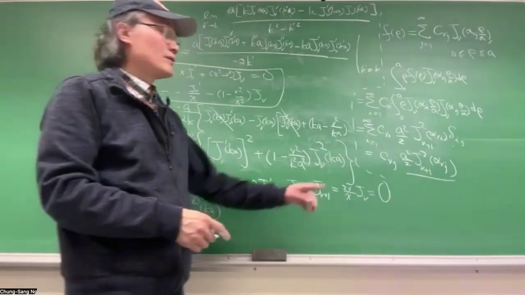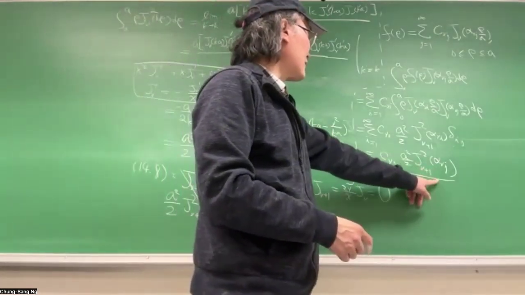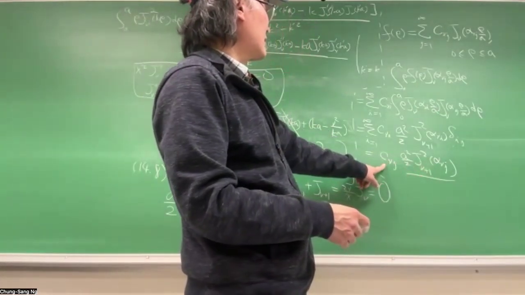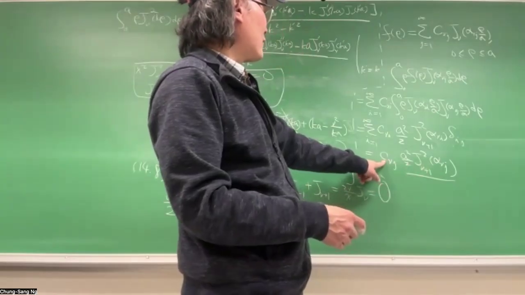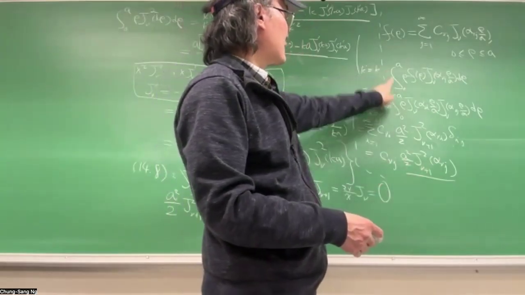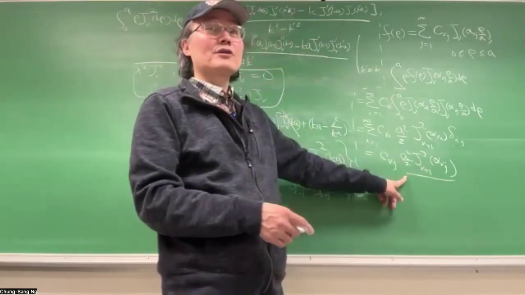So this is the normalization constant. This allows you to solve for the unknown coefficient by just doing this integration and then dividing by this normalization constant.